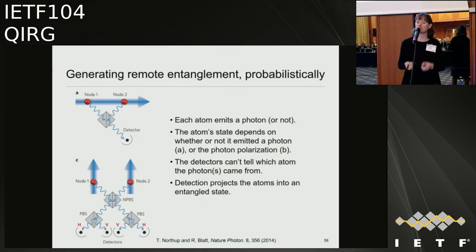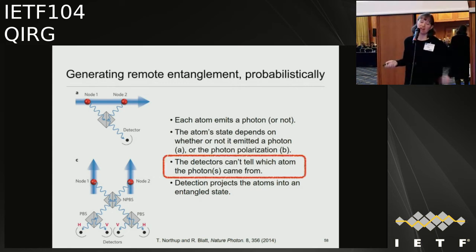But the most important thing is that the detectors can't tell which atom generated which photon, or if it was one photon, which atom generated that one photon. And that lack of distinguishability, that indistinguishability, means that the detection event actually projects the atoms into an entangled state. So we would say that this act of measurement prepares an entangled state between these two atoms. That sounds actually kind of easy. You get each of two atoms to make a photon, you measure the photons, and then they turn up entangled. Again, the key principle is this indistinguishability from the perspective of the detectors.